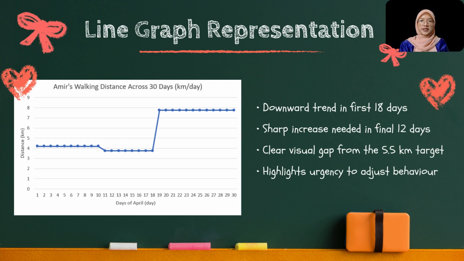This visual helps us understand the problem even better, which means it is easier to see that Amir must put in extra effort. For example, if this were a student study plan, the line graph would show how much more revision is needed to reach their learning goal.